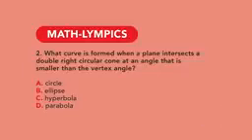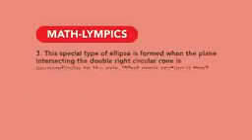Please stop answering. In number 2, when a plane intersects a double right circular cone at an angle that is smaller than vertex angle, letter C. Hyperbola is formed. Number 3.